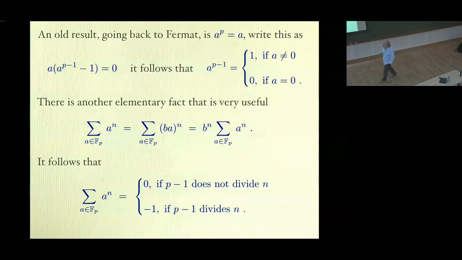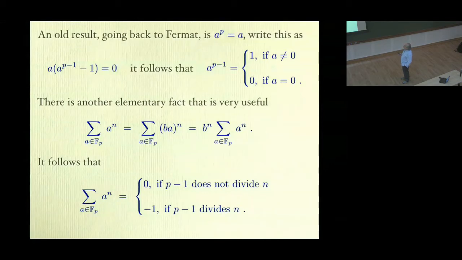This is at the basis of most primality testing routines. This wouldn't be true in general if p were not prime, but it is true if p is prime. And there's another elementary fact that's very useful if you want to sum over the field, and you consider the sum of a power of the field element, then this is the same thing as the sum of (Ba) to the n, where B is any field element, you pull the B to the n outside.